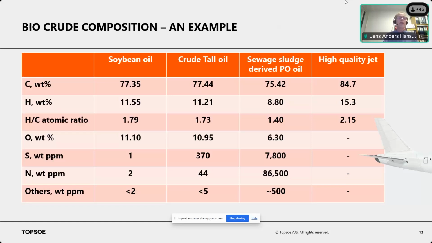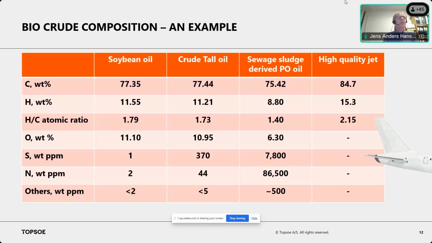You have not so high oxygen content as you have in soybean and crude tall oil. You have much more sulfur, and you have an enormous amount of nitrogen. Really, really high amount of nitrogen because it's coming from sewage sludge. And it's far higher than what you see in fossil-based fuel. And when you have to produce high-quality jet, you basically have to exclude everything else than hydrogen atoms and carbon atoms. And then you have to be sure that the hydrogen to carbon atomic ratio is 2 or higher.